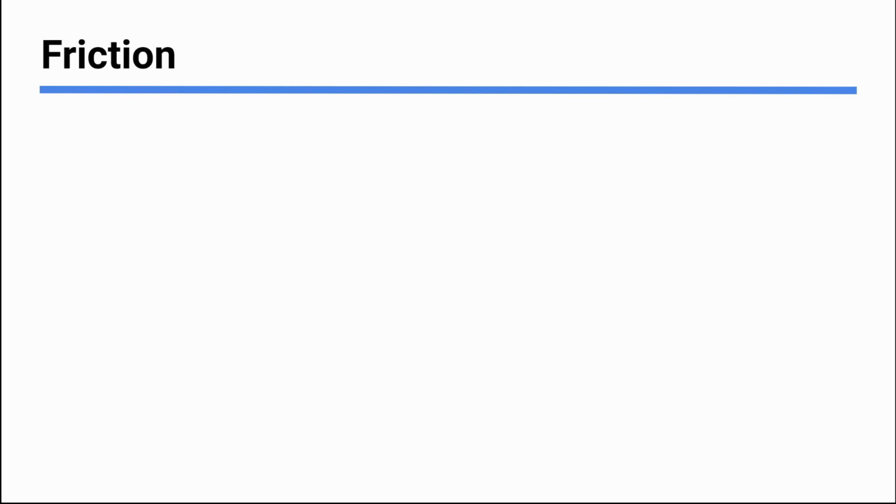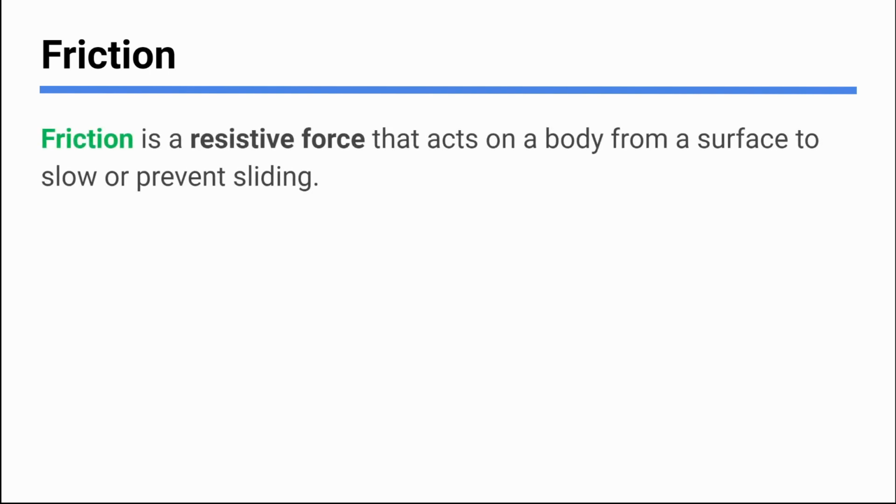Okay, and another of the really common forces is friction, and friction is fun. It's a little complicated because there's two types, so we'll talk about it. All right, so friction is what we call a resistive force. It's one of a few different resistive forces that we're going to talk about. And really what it is, it acts on a body from a surface to slow or prevent sliding. So those are really our two types of friction. There's a type that slows it down if it's moving, and there's a type that stops it from moving if it's at rest.